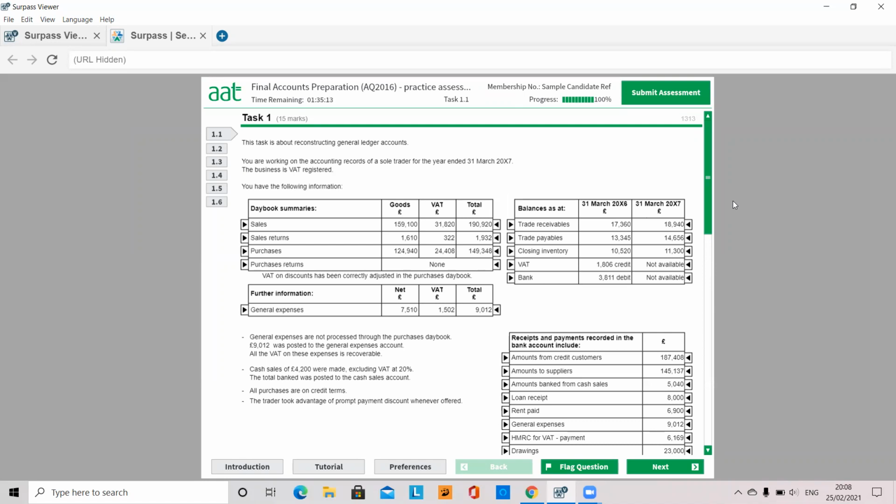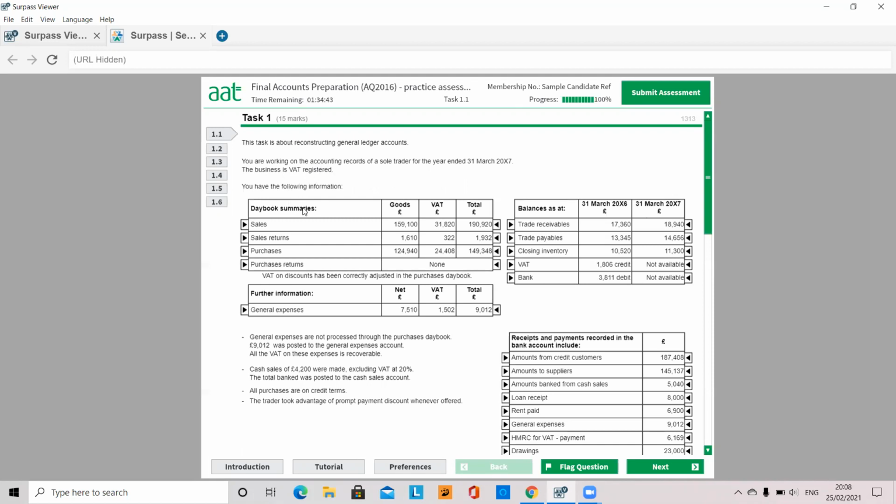off the AAT website. I filled in quite a lot of the boxes just to save time, but I'll go through it and explain it to you as we're going along. So the first one is an incomplete records question. We can see from this one, it said the task is about restructuring the general ledger accounts. It said you're working on the accounting records for a sole trader for year ending 31st of March 27. Business is VAT registered even.